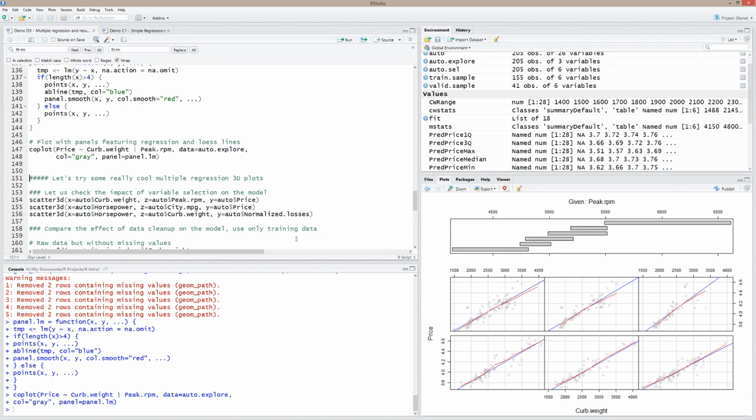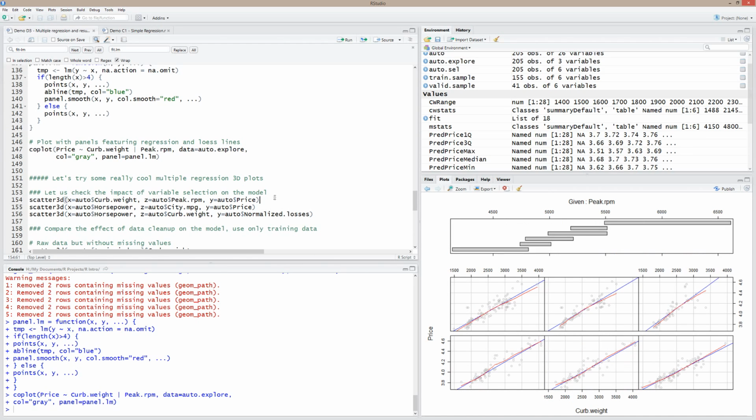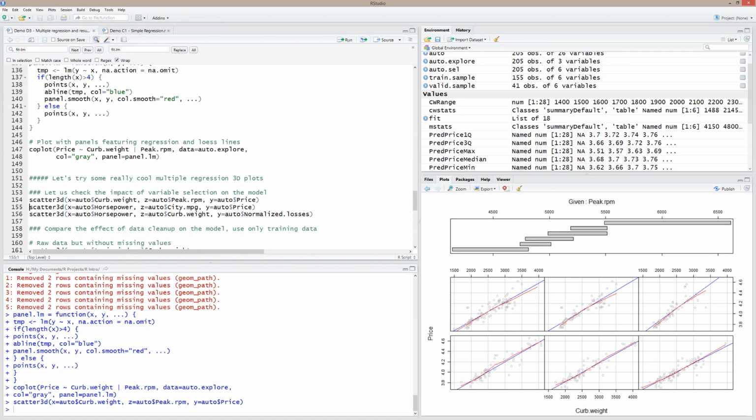And so we turn to the third function, scatter 3D. The help is shown here, which allows you to plot x, y, z coordinates. So let's pick curb weight, peak RPM, and price against each other from the original data. The data in which we simply removed missing values. Let me bring the plot up.